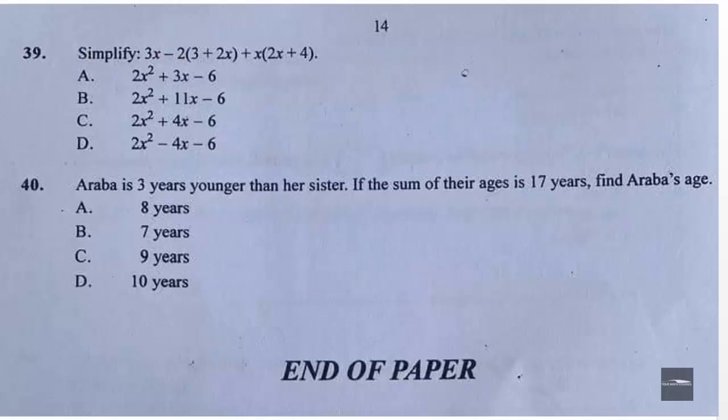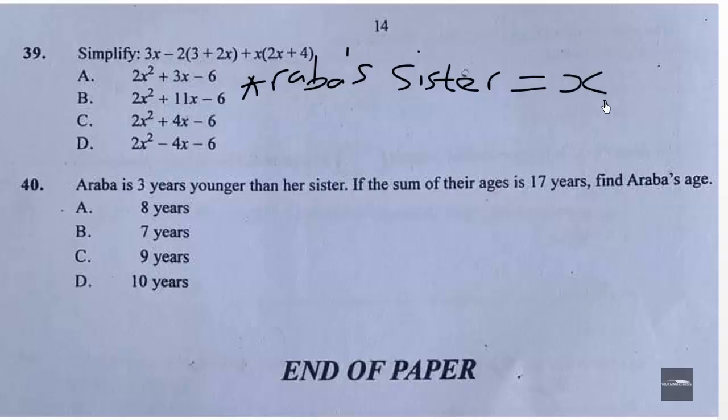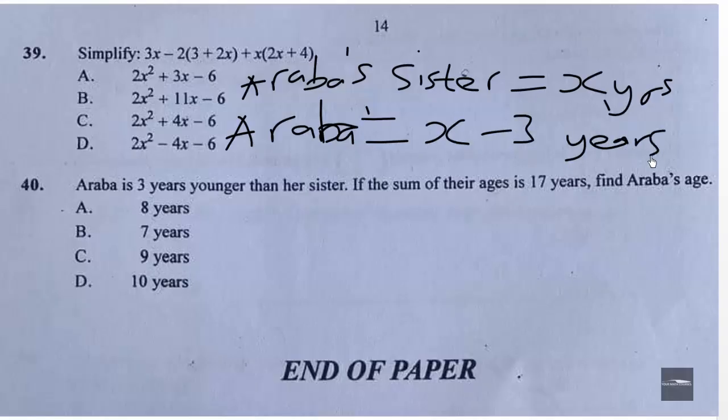Araba is 3 years younger than her sister. If the sum of their ages is 17 years, find Araba's age. So let Araba's sister's age be x years. Then Araba's age will be x minus 3 since she is 3 years younger. So when we add their ages, we are supposed to get 17. So x plus x minus 3 should be equal to 17.